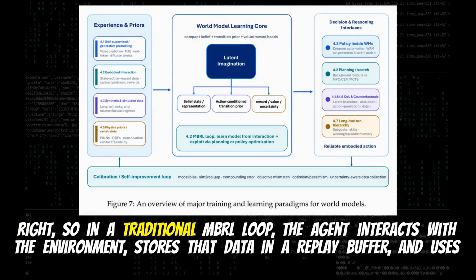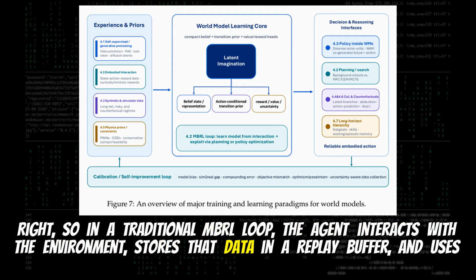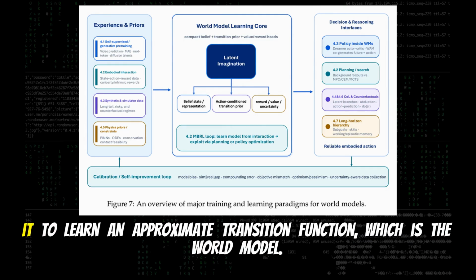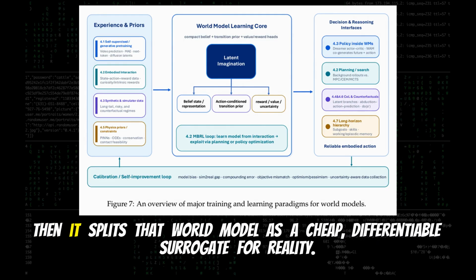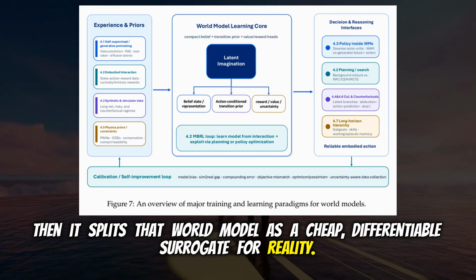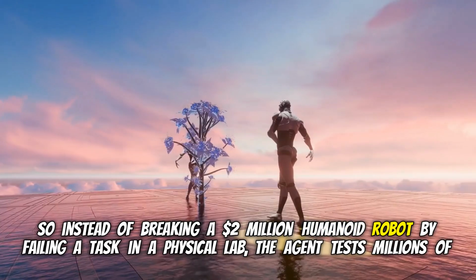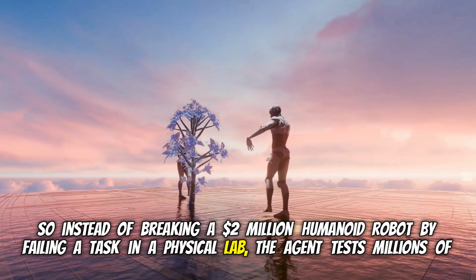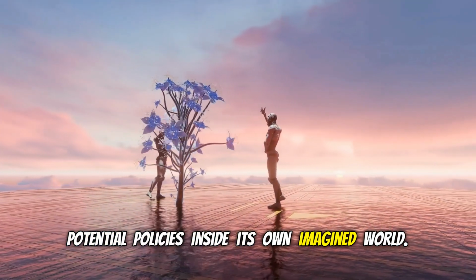So in a traditional MBRL loop, the agent interacts with the environment, stores that data in a replay buffer, and uses it to learn an approximate transition function, which is the world model. Then it exploits that world model as a cheap, differentiable surrogate for reality. Oh, I see. So instead of breaking a $2 million humanoid robot by failing a task in a physical lab, the agent tests millions of potential policies inside its own imagined world.